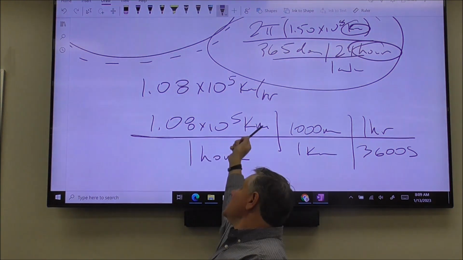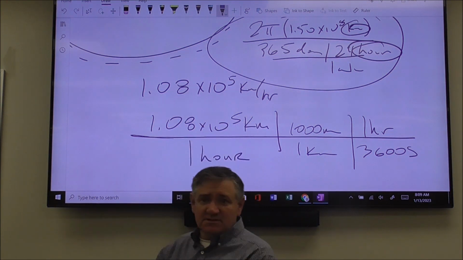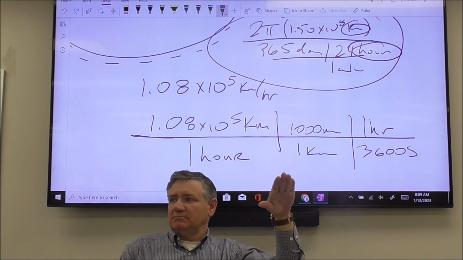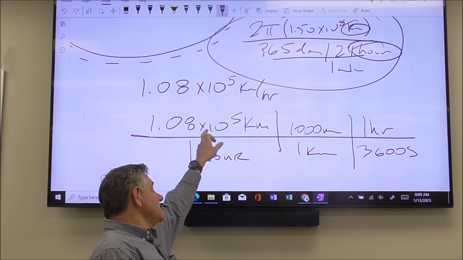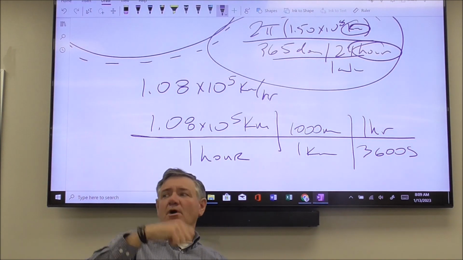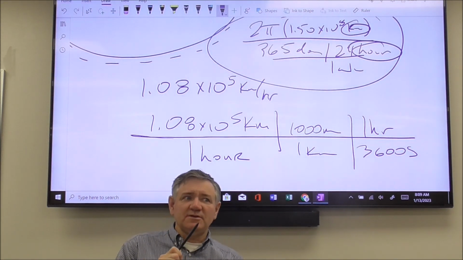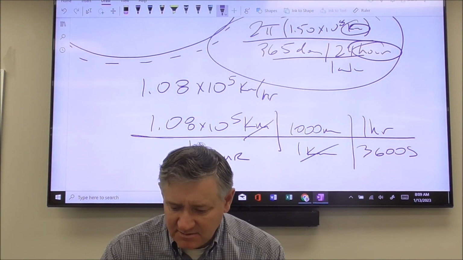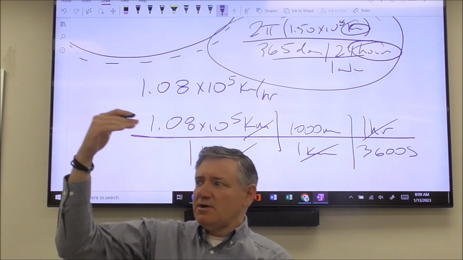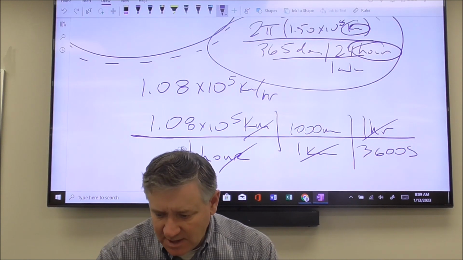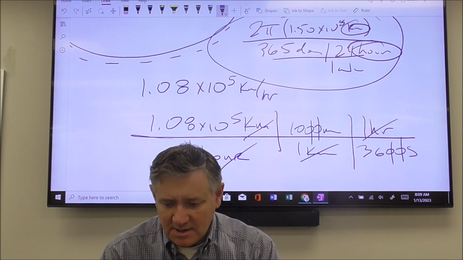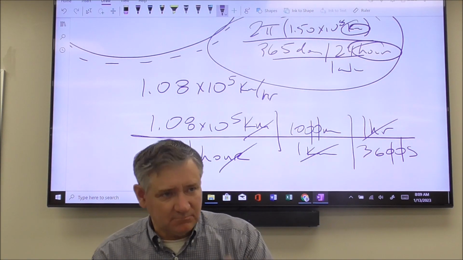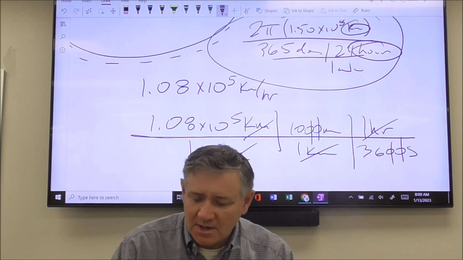The only thing that you change is the number that goes up here, okay? Everything else is the same every time. The only thing you change is how many kilometers you go per hour. That's it. So your kilometers will cancel out, your hours will cancel out, you get meters per second. So the shortcut is that you multiply by 10 and you divide by 36. Okay? That's it. Multiply by 10, divide by 36.